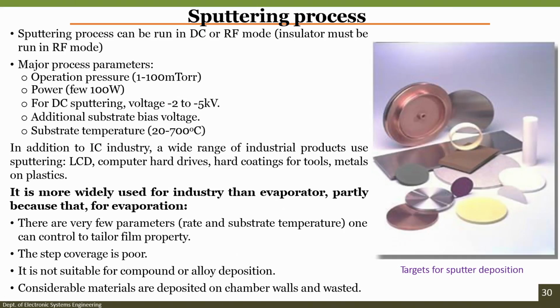In industry, sputtering is preferred over evaporation, partly because for evaporation there are very few parameters that one can control. Second, the step coverage is poor. Third, it is not suitable for compounds or alloys, and finally, source materials are deposited on the walls and wasted. In the case of sputtering, that is not the case.